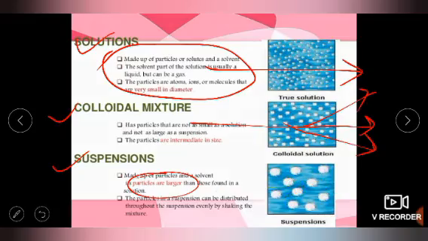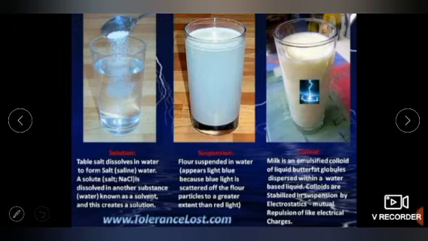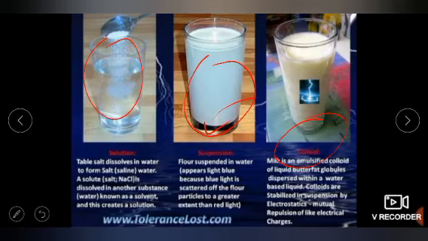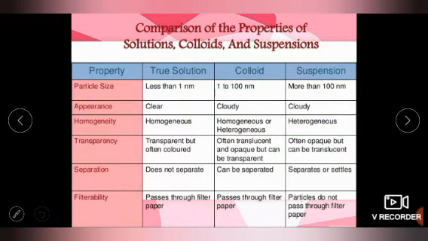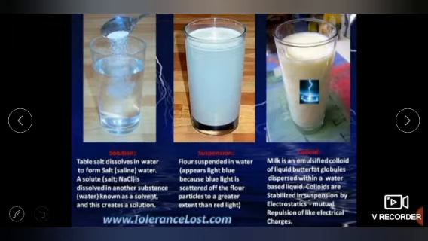Hope you understood. Here salty water is an example of a solution, milk is an example of a colloid, flour suspended in water is an example of a suspension, and milk is an example of an emulsified colloid. Dear students, you can make these by your own. It is my instruction to you: make these three samples, explain solution, suspension and colloid in your own way, make a small video, and send it to me. Thank you.